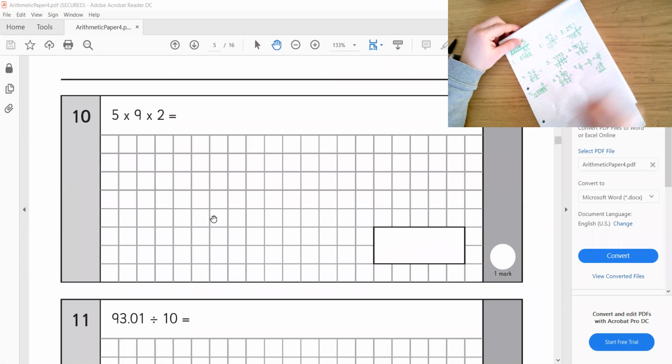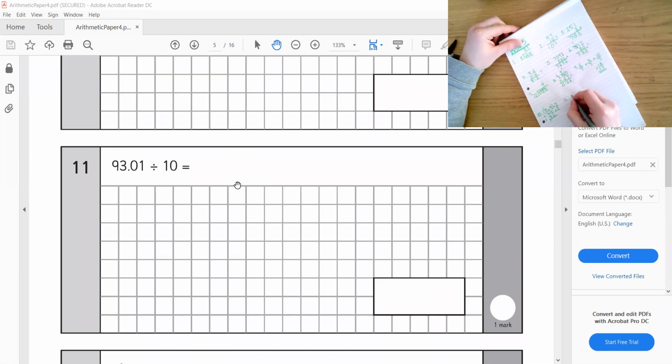Number 10 then, nice and easy, times tables. First of all, I just need to do my 5 times table. 5 times 9 equals 45, and then times that by 2. So 45 times by 2. Some of you might be able to do this inside your head. 5 lots of 2 are 10, 4 lots of 2 are 8, add 1 more is 9. So my answer then should be 90. Question number 11.